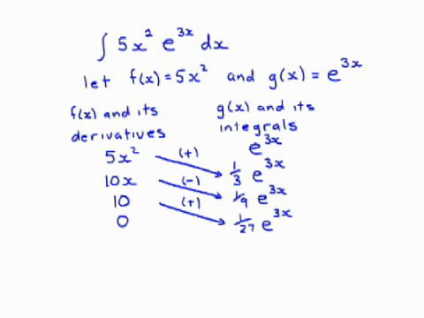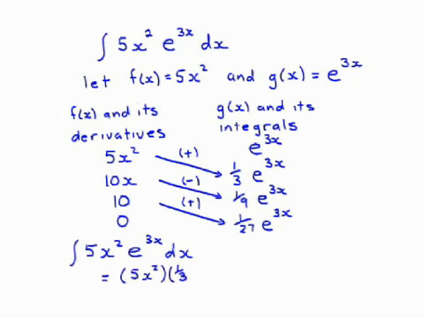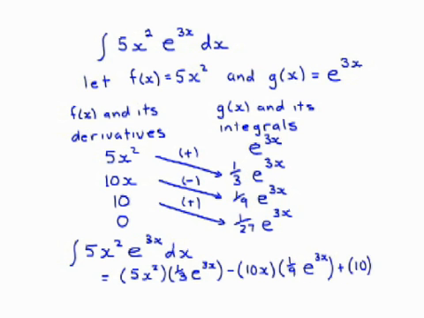Well, I'm going to restate our question again. We've got the integral of 5x squared e to the 3x dx, and now that's going to be equal to our first product, which is the 5x squared times the 1/3 e to the 3x. Subtract from that the product of 10x and 1/9 e to the 3x. Then we add to that 10 times 1/27 e to the 3x.